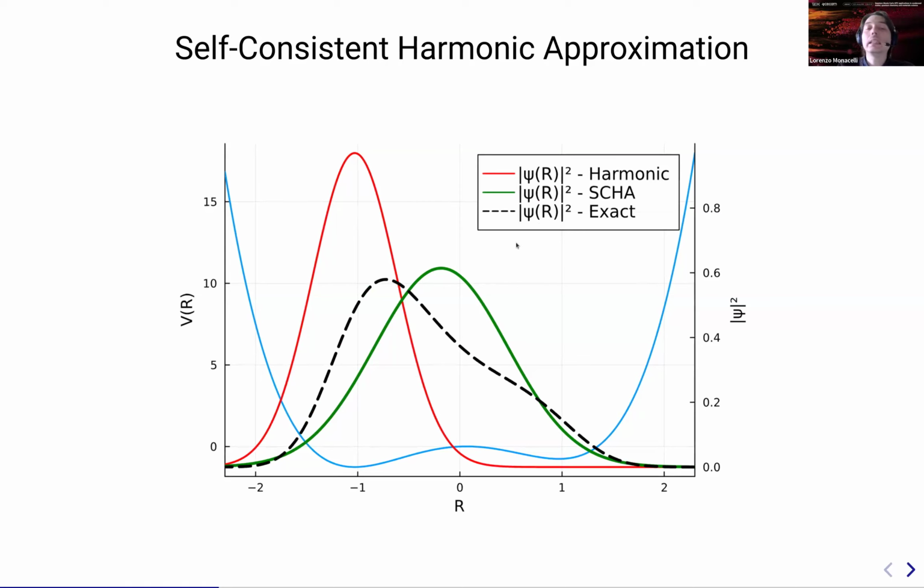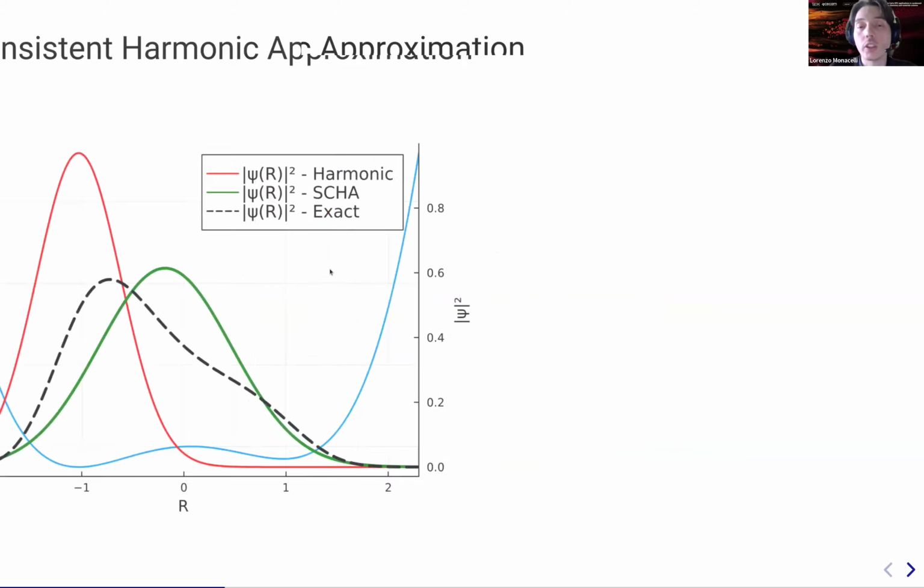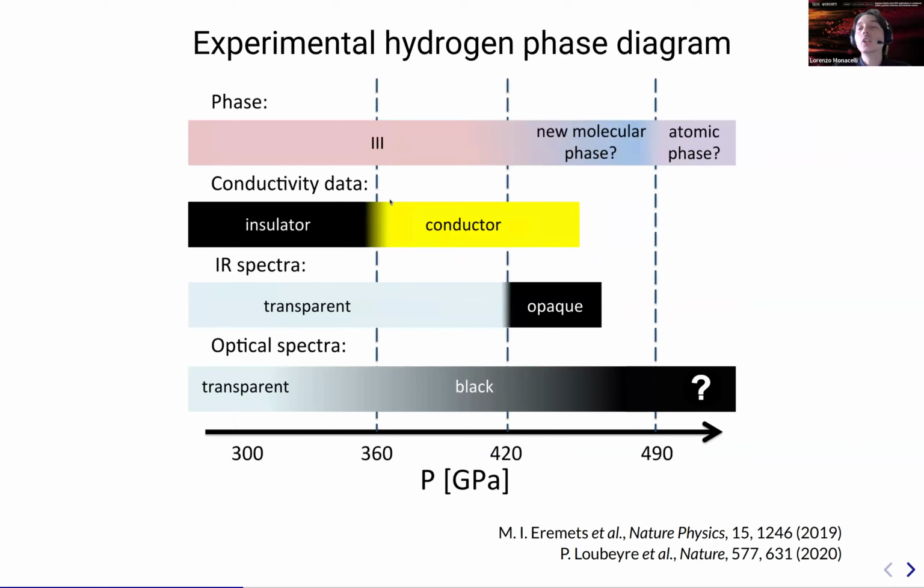So as you can see, the wave function is not perfect, but who cares in this case? Because what we really care about is the energy and the observables, which is, for example, the average position of the nuclei. And both the energy and the average position are actually described very well because they are second order, thanks to the fact that we are using a variational approach. So now let's return back to hydrogen.